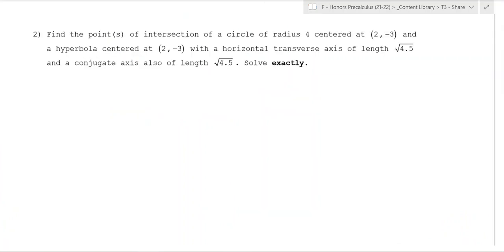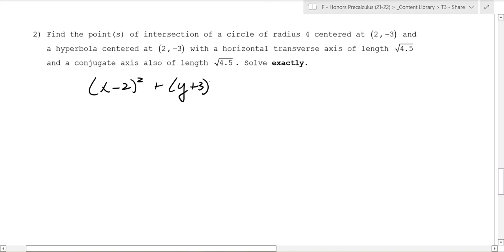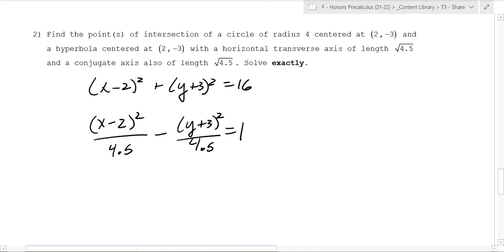So in this question, we're finding the intersection of a circle of radius 4 with that center and a hyperbola with another center, and it's got a transverse axis length and a conjugate axis length. So when you're doing this, what you need to do is write the two equations. The two equations are going to be x minus 2 squared plus y plus 3 squared is equal to 16. And so you have the circle and the hyperbola right there. The one thing you can notice is that you can multiply this by 4.5 and you end up with x minus 2 squared minus y plus 3 squared is equal to 4.5.